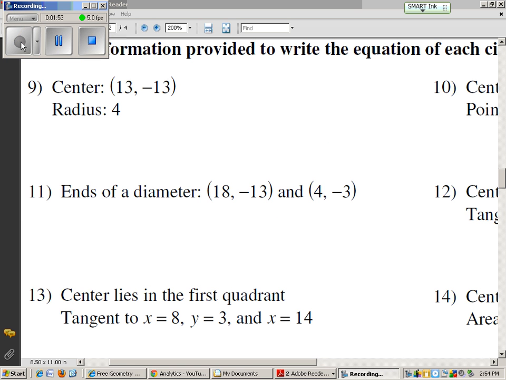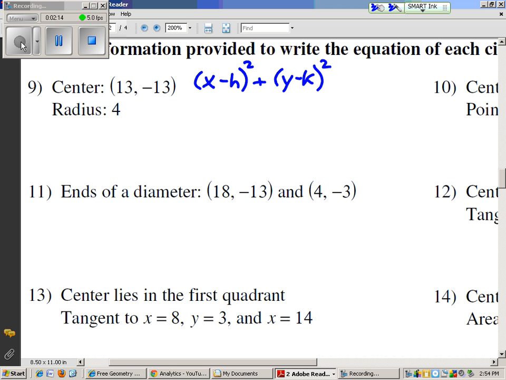All right, we're going to skip to number 9 on the back. And this is pretty much the same as the front. It's just in reverse. We're going to give you information, and you need to write the equation. So in this case right here, they're giving you the center and the radius, so that should be pretty easy for you. You're going to plug it into that x minus h quantity squared plus y minus k quantity squared equals r squared. This is just Pythagorean's theorem. The h and the k are right here.